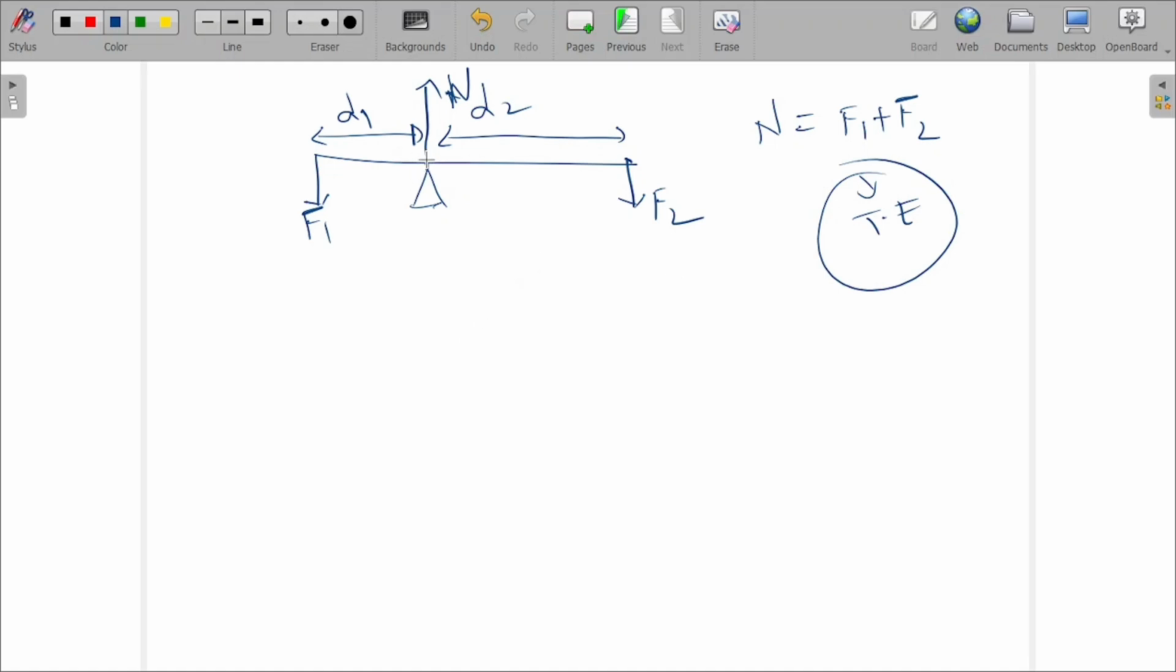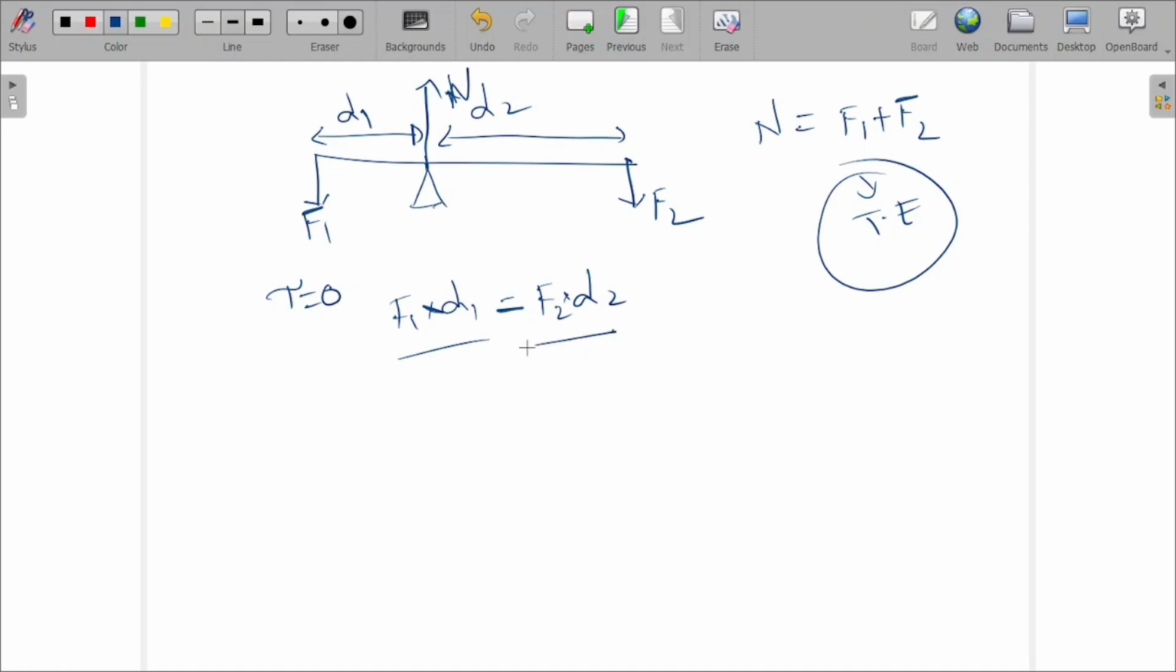What about rotational equilibrium? For rotational equilibrium, the torque should be zero. In translational equilibrium, the net force will be zero. In rotational equilibrium, the net torque will be zero. Torque being zero means this side and this side are equal. This side's torque is F1 into d1, and this side is F2 into d2. Both will be equal. Clear? Then F1 d1 equals F2 d2.